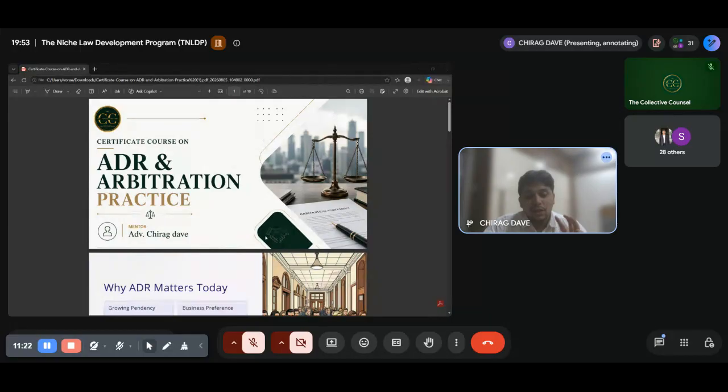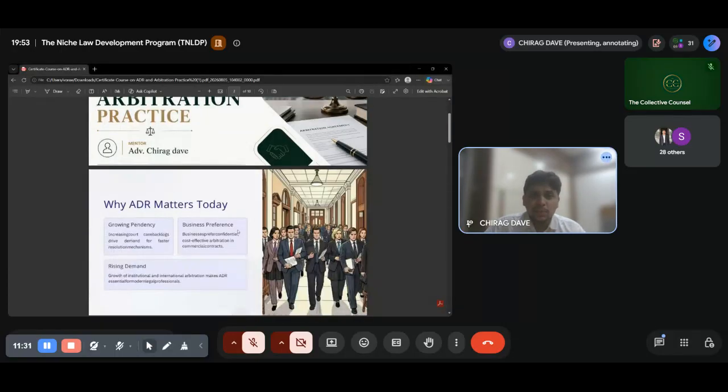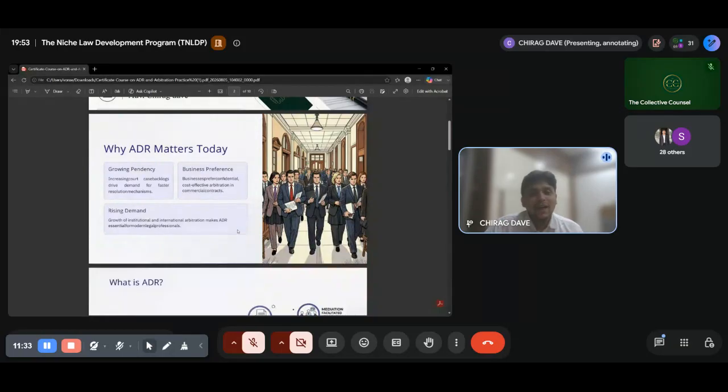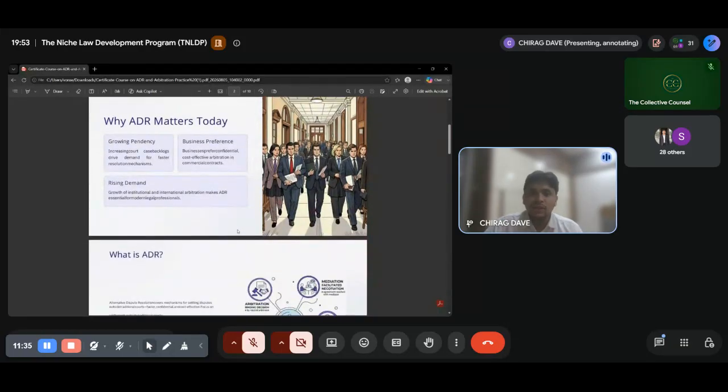That is the mediation. So here we have to understand the difference between all the three terms, that is arbitration, mediation, conciliation. Now, particularly talking about this particular course, why arbitration matters, that is very important. The very crucial and important reason for that is the growing pendency in the court.